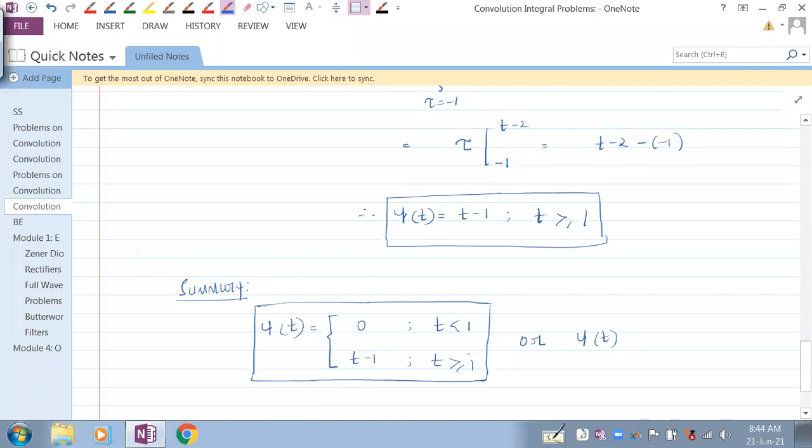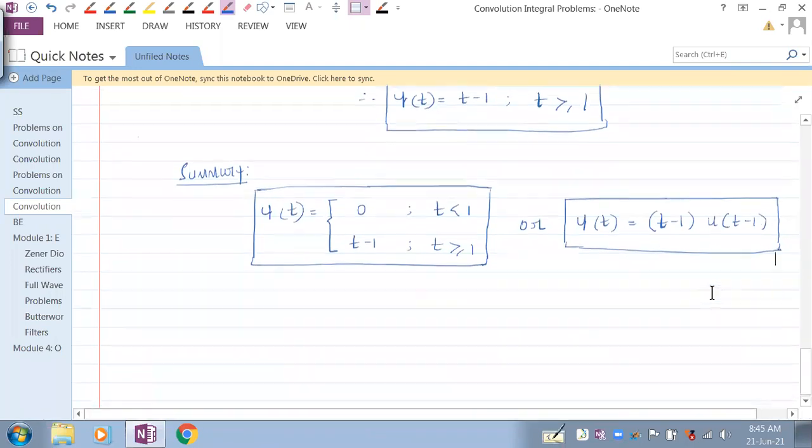Fine. So the range is: it is 0 for t less than 1, and it is t minus 1 from 1 to infinity. And which is u of t, which is 1 from 1 to infinity? So it should come here. Anybody? So this t minus 1 should be multiplied by what? It should be multiplied by u of t minus 1. So this is how we can conclude or summarize the results.